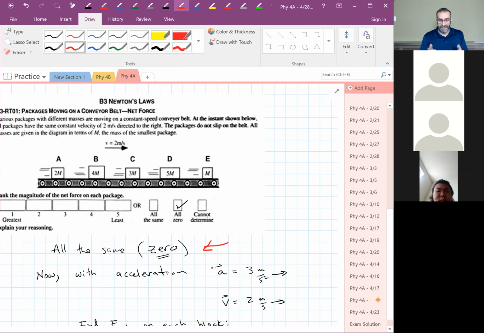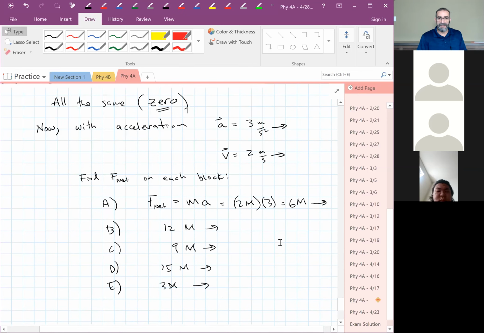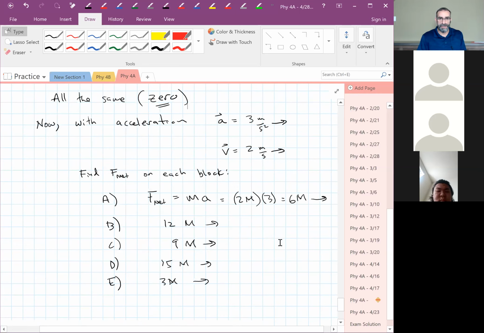But the net force on the box has to be 0 if there's no acceleration. And if there is acceleration, then we have to have a net force, and that's coming from the static friction pushing on them, causing them to accelerate to the right. Good?